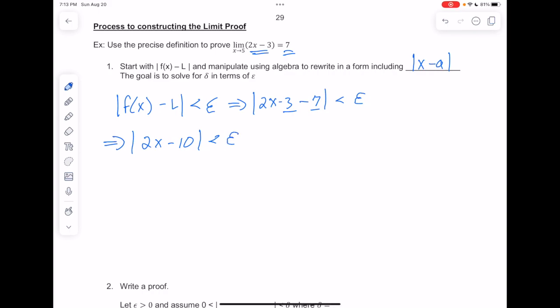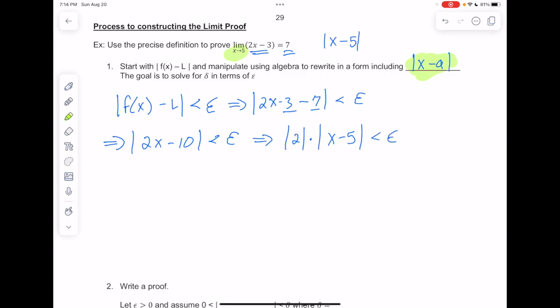And now go look at what your x minus a piece would be. So in this problem, that would be the absolute value of x minus whatever x was approaching, which in this case is 5. That's the part you want to get to show up. And I can kind of see where that would come from. If you took what was inside there and you factored out an absolute value of 2, then what would be left inside would be the absolute value of x minus 5, which is less than epsilon.